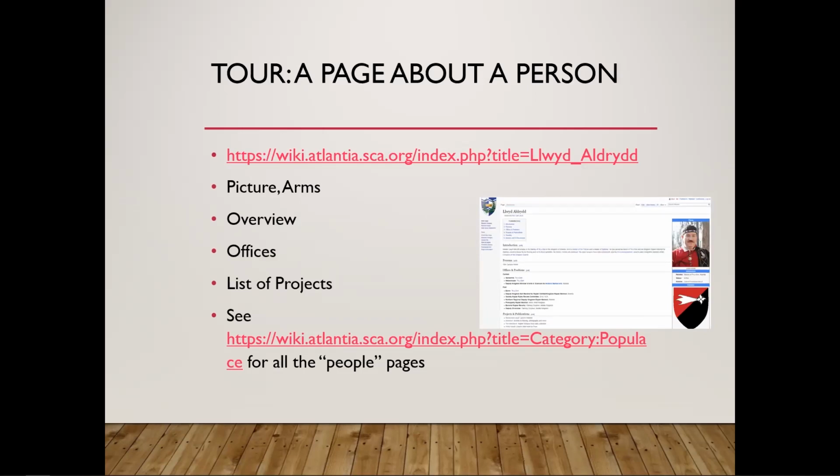Here's one example. This is my personal page. This is a page about me. It has a picture of me. It has my arms. It has a short overview. It has a list of my offices, a list of my projects. There's a category on the wiki called Populace that you can click on, and it will list all the people who have personal pages, and you can go explore and see what other people are doing.